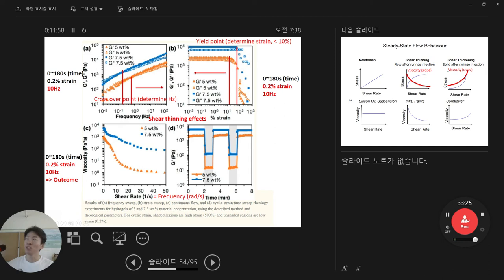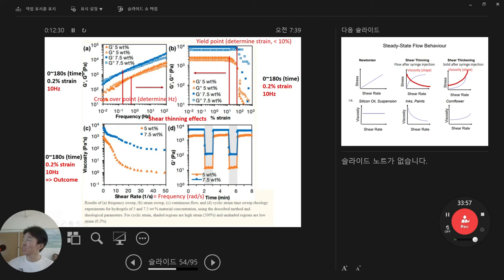And then from the frequency sweep you can know, oh, this gel should be measured over one hertz. This gel can be measured at like 0.5 hertz. And then you have to measure the two gels together. So in a conservative manner, you can measure at 10 hertz. We can say that below this crossover point, you cannot use that.